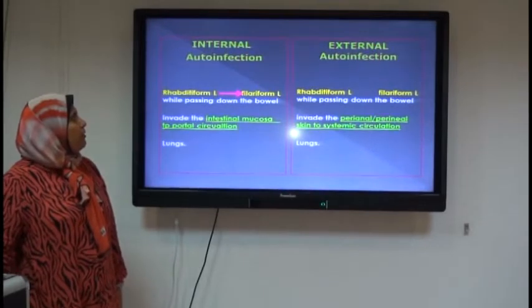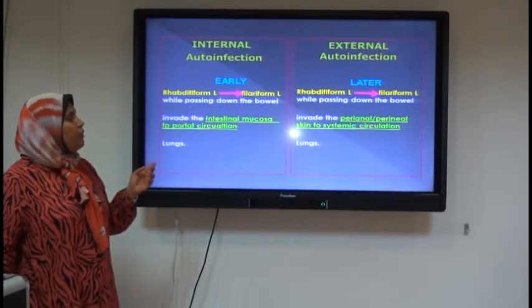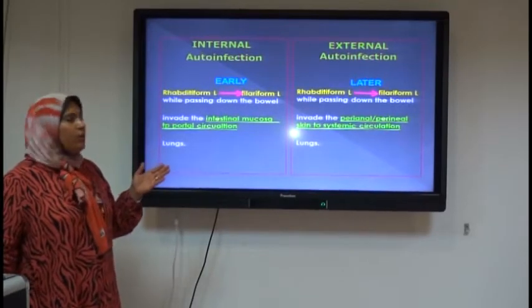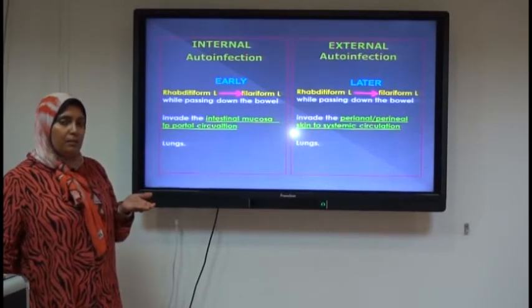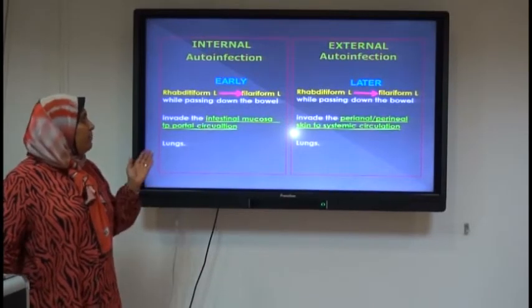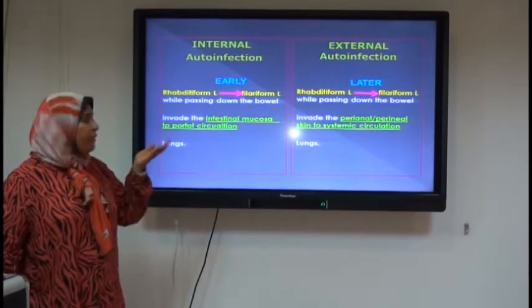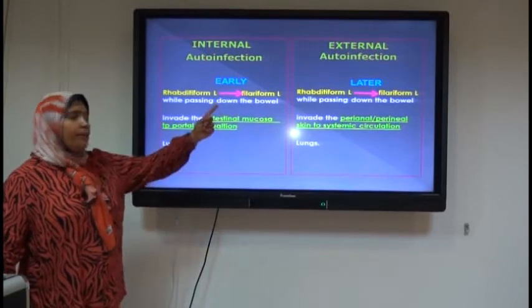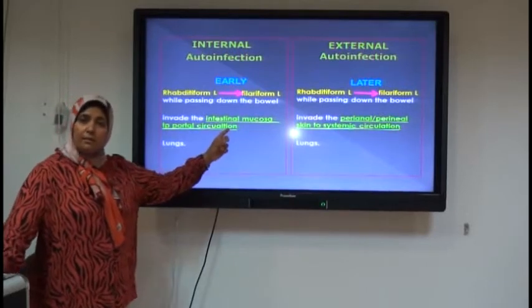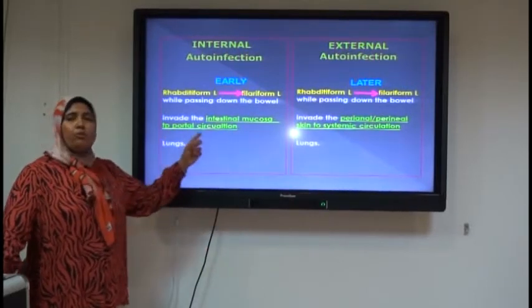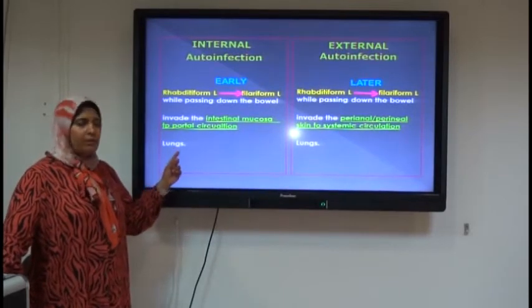When we speak about the internal autoinfection, here the rhabditiform larvae will turn to the filariform larvae very early in the intestine, in the upper levels of the intestine. The stool is retained, and the rhabditiform larvae have the facilities for the transfer, and this happens at a higher level. So this filariform larvae will invade the intestinal mucosa. Once invading the intestinal mucosa, it will jump into the portal circulation, and at the end it will reach the lung and continue its life cycle.